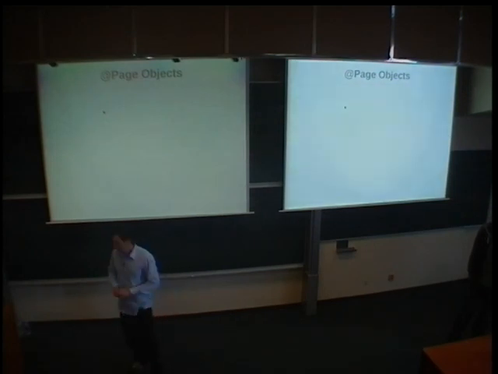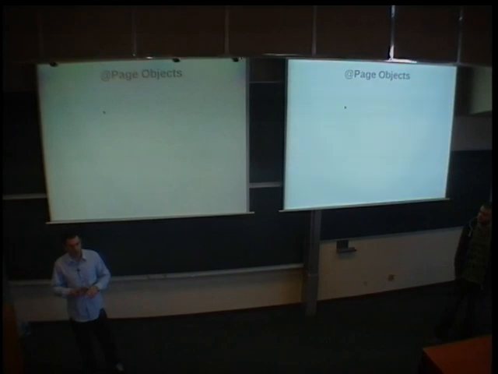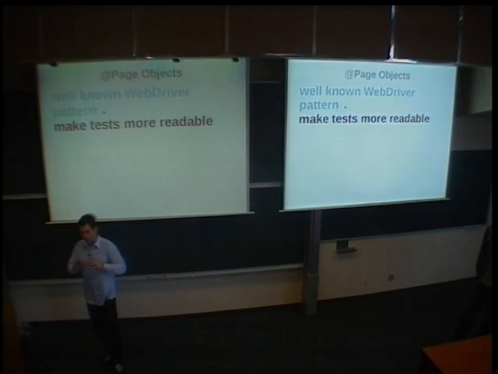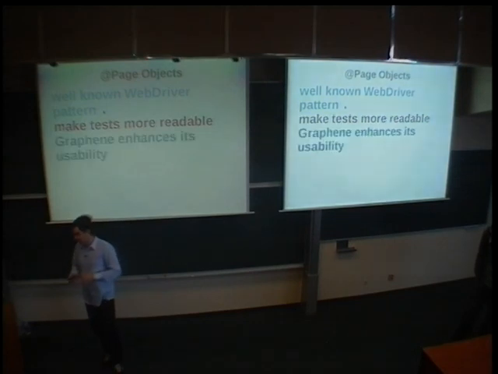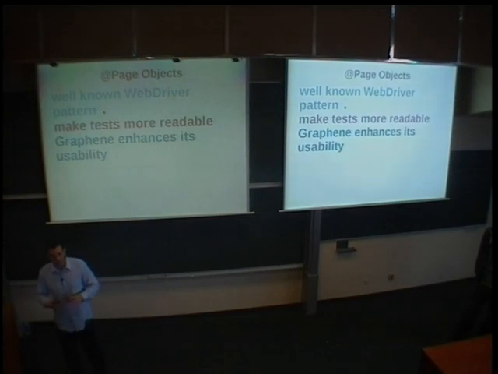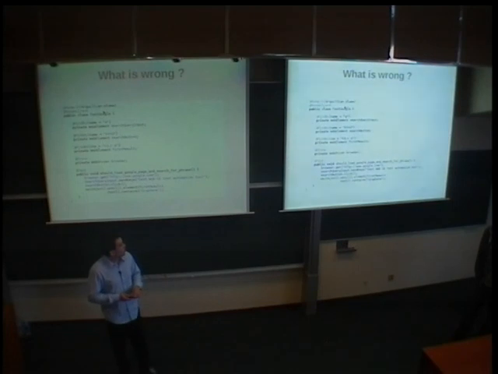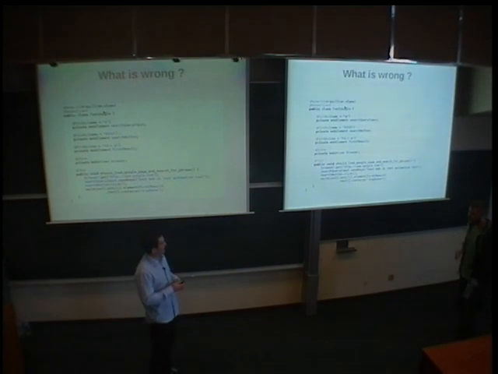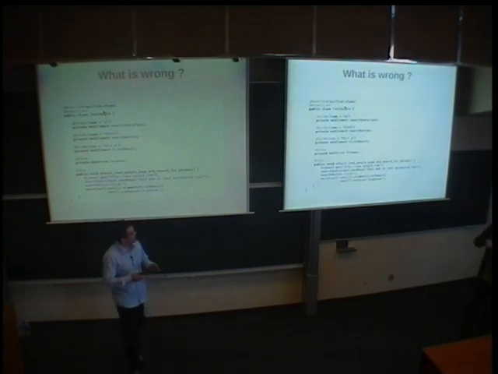Then I would like to maybe talk about some testing patterns. If you guys know WebDriver, you should already be familiar with page objects. It's a testing pattern which aims at enhancing the readability of your tests. And what is Graphene adding in this field? It again enhances its usability. So my first riddle: what is wrong in this piece of code, when you consider it? Everything. No. There are small flaws.